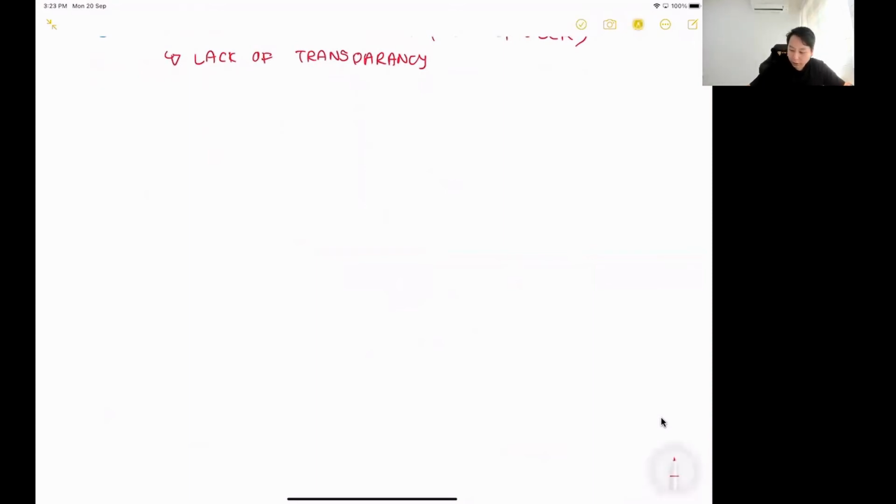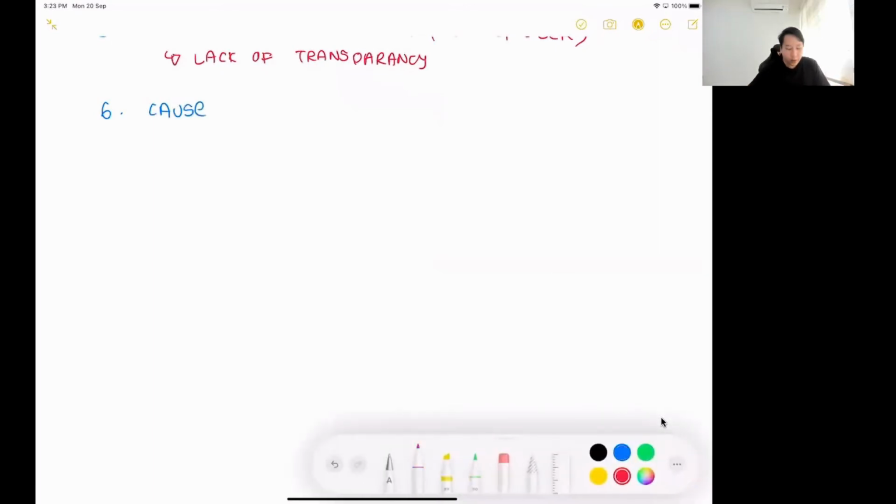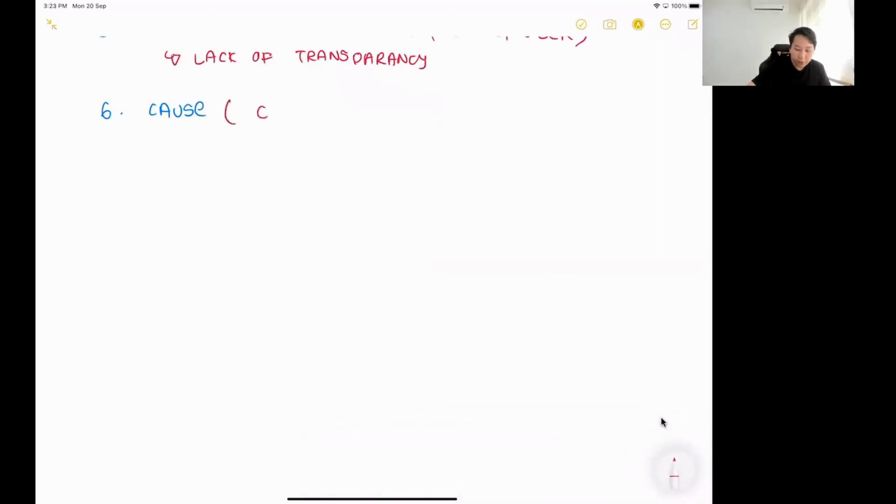Now, the next point that I want to share with you is basically cost. So what is cost? It could be, for example, charity, or even political identity.